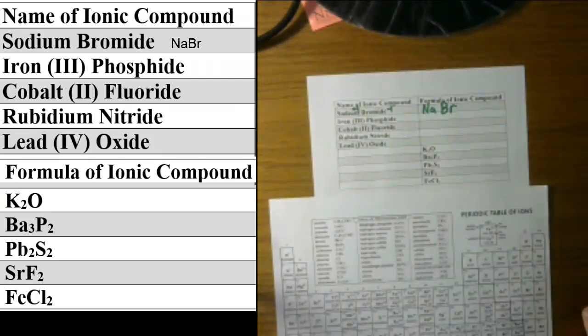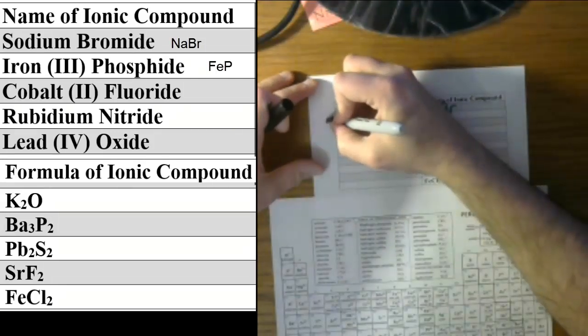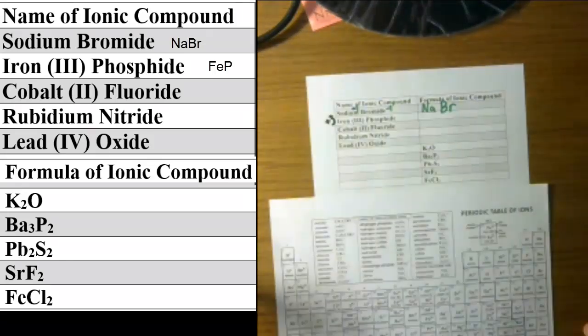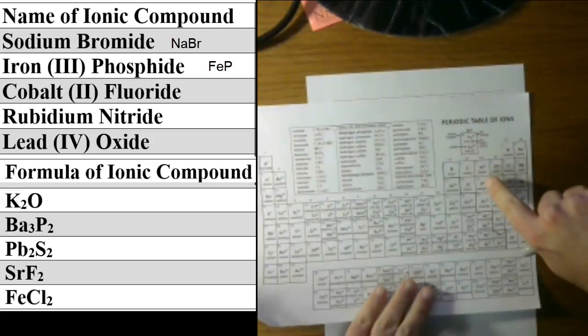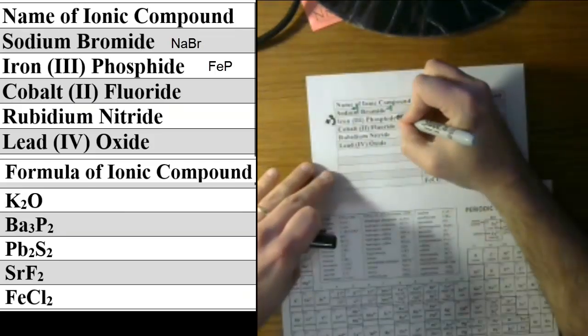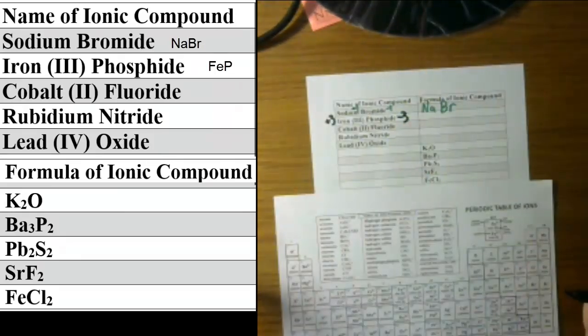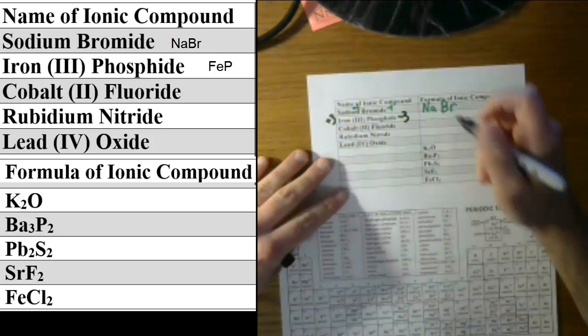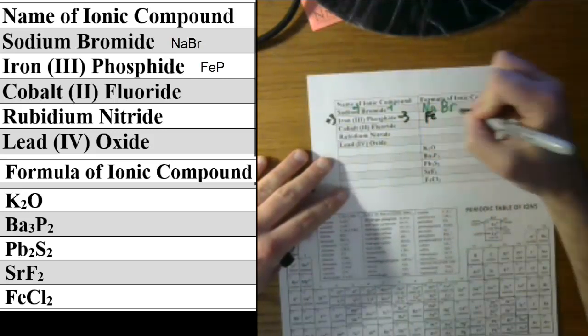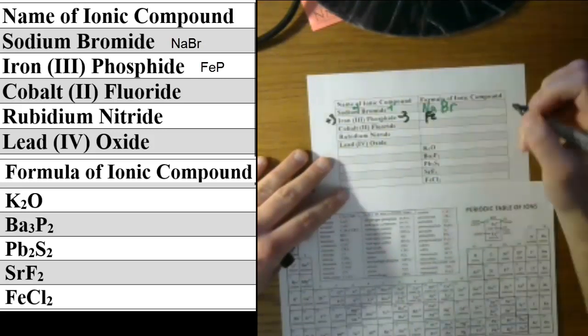Next up we've got iron 3 phosphide. And I think I'm going to switch over the marker. So if it's iron 3, that makes it +3. And phosphide, which is right here, element 15, is -3. That one was also a simple one where you only needed one of each. So that means iron, which is Fe, and P for phosphide.